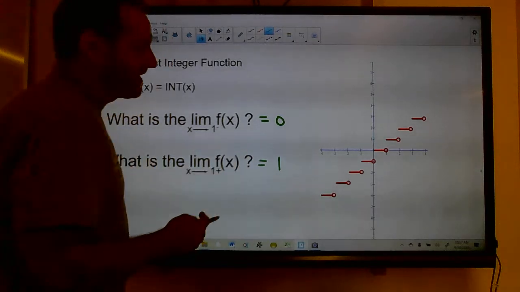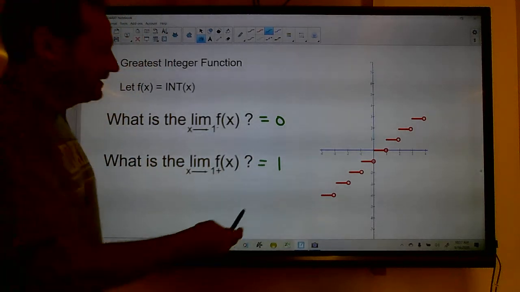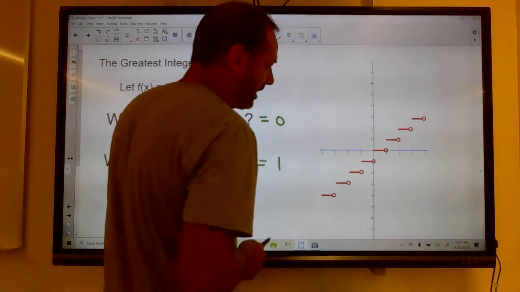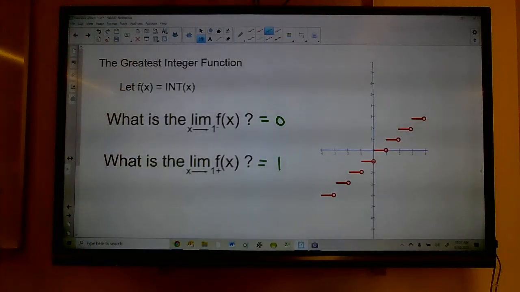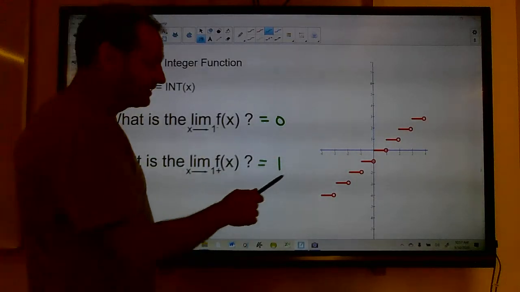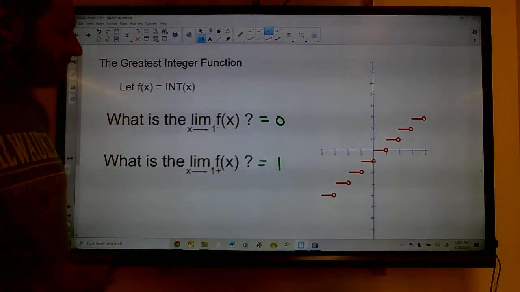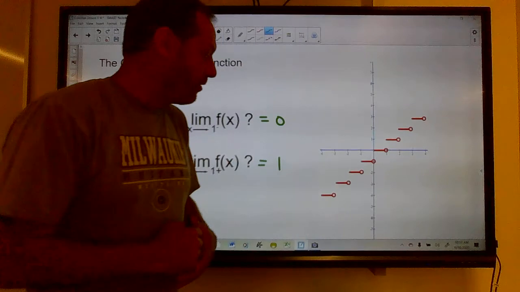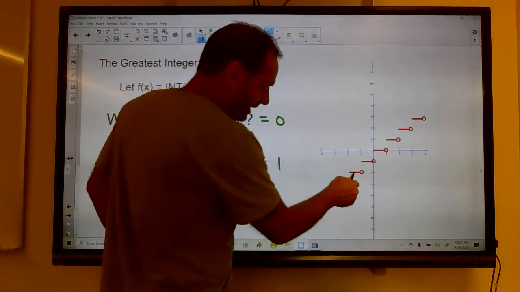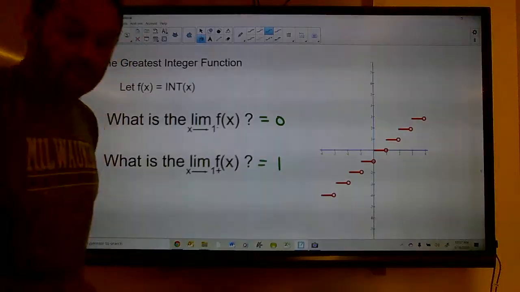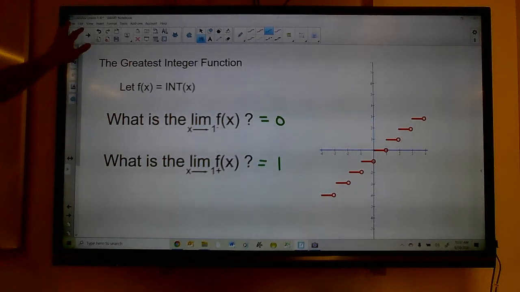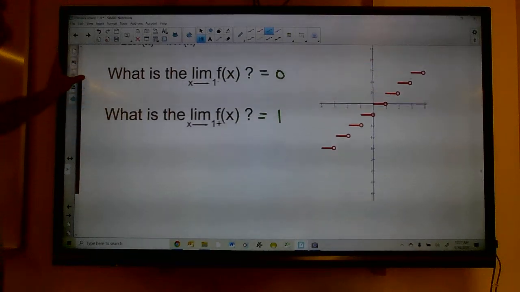So this has two different limits. This function does not have a limit at any of the integers. It has a limit in between. So if I wanted to know what's the limit of this function f of x at negative 1.5, well, that would be right here, and it would have a limit of negative 2. Okay, anything else? Nothing else on this page.